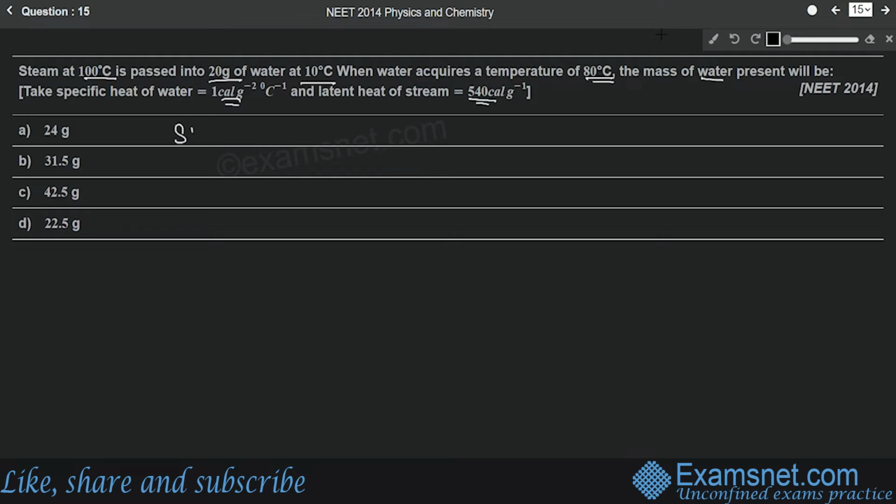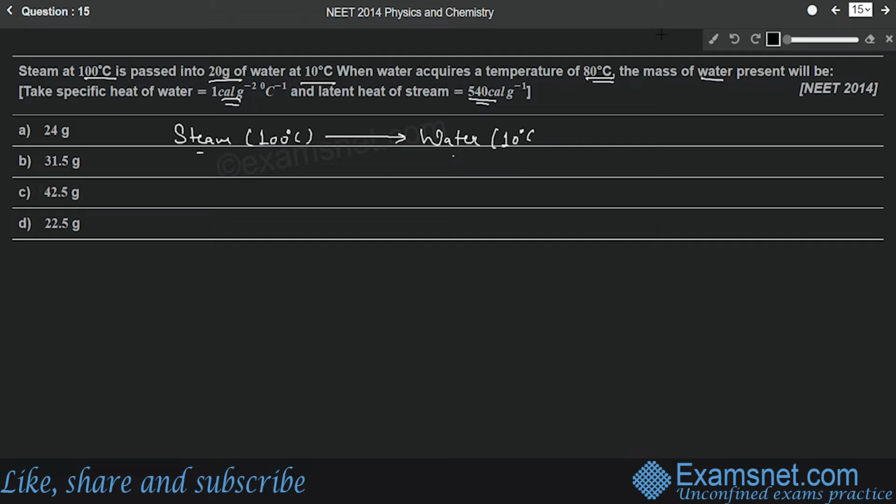So we have steam at 100 degrees Celsius and we have water at 10 degrees Celsius. When the steam is passed into water, what will happen? Heat will transfer from higher temperature to lower temperature. That means from the steam to water.